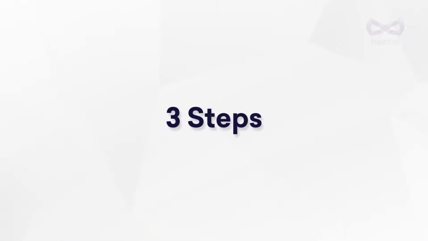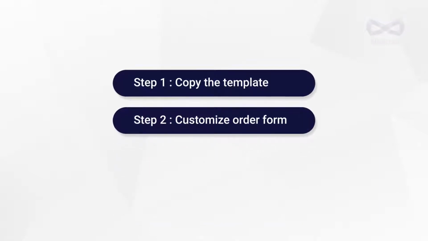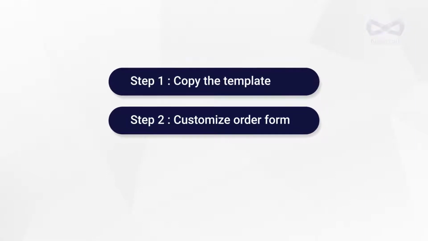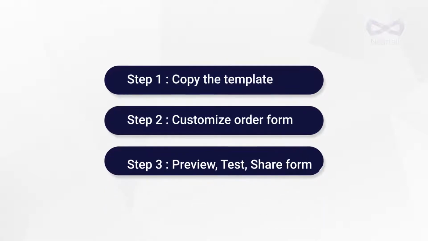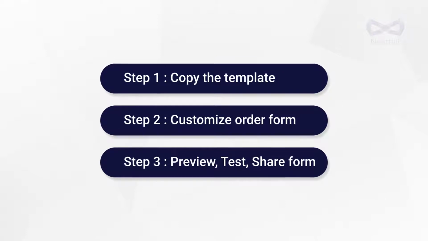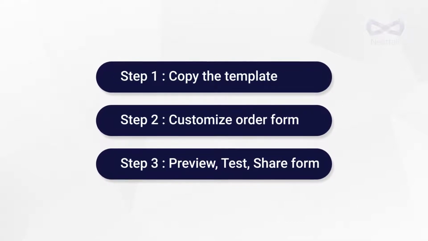Let's get started. We are doing this in 3 steps. Step 1. Let's copy this template. Step 2. Let's see how you can customize this template according to your needs, and we'll set the inventory and the number of available quantities of a few vegetables. Step 3. Let's preview the final form and test by placing a sample order, and we'll see how you can share this form with your customers.